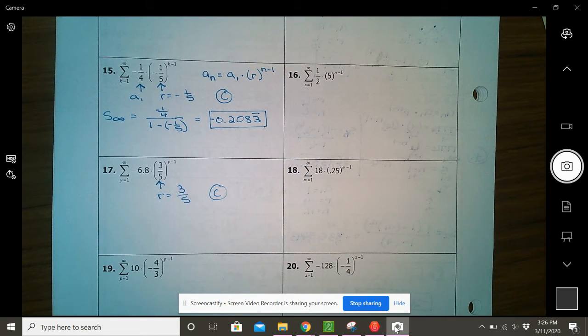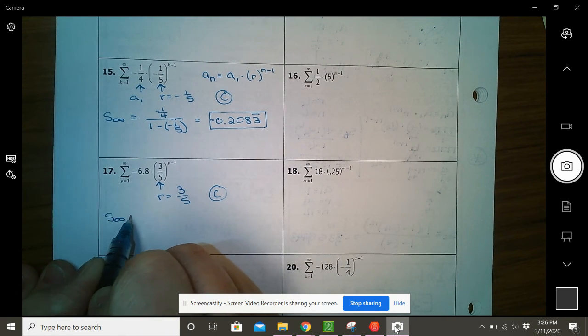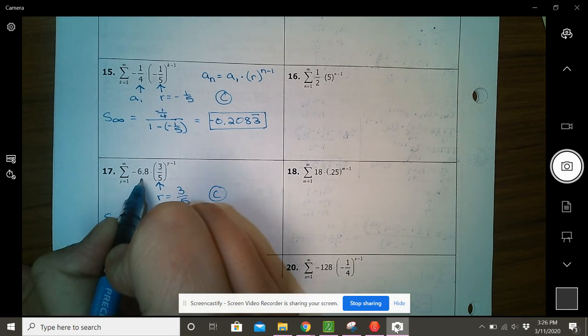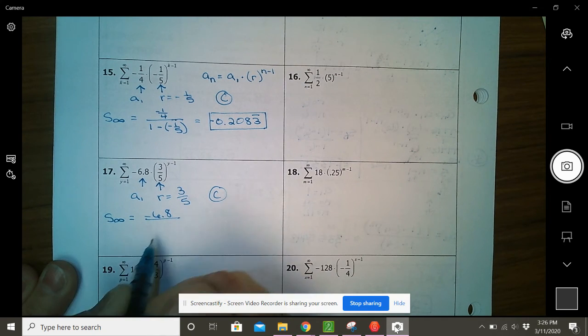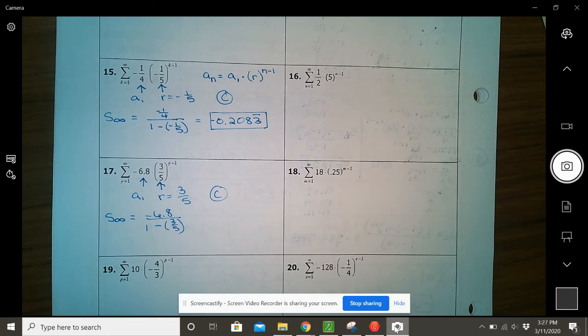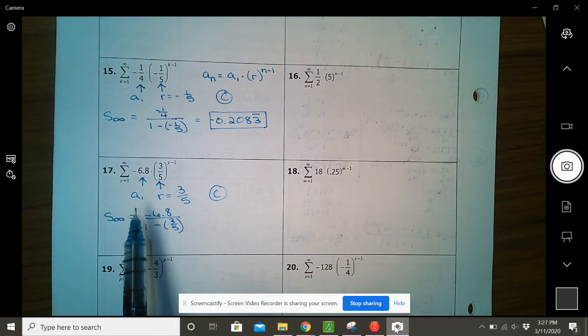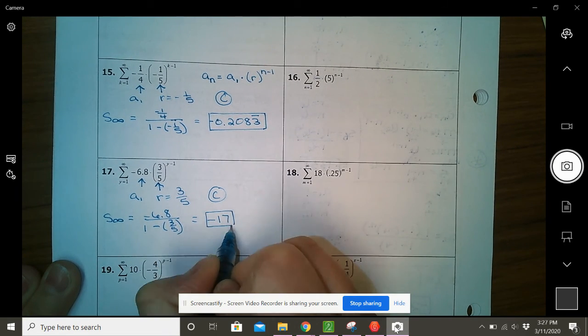Okay, if putting in all those weird parentheses everywhere in sigma notation is too difficult, then go with your convergent series formula. That would be looking like this. The sum of this infinite series, where our first term is negative 6.8 over 1 minus the R value, which is 3/5. I think this is easier to put into Desmos than this giant sigma notation, but it does require you to understand the convergent series formula. You should get negative 17 this time.